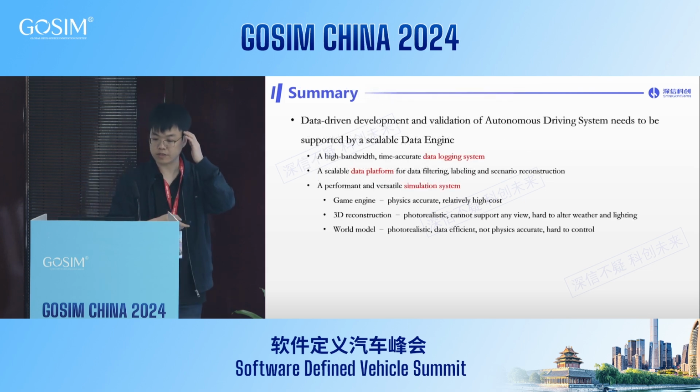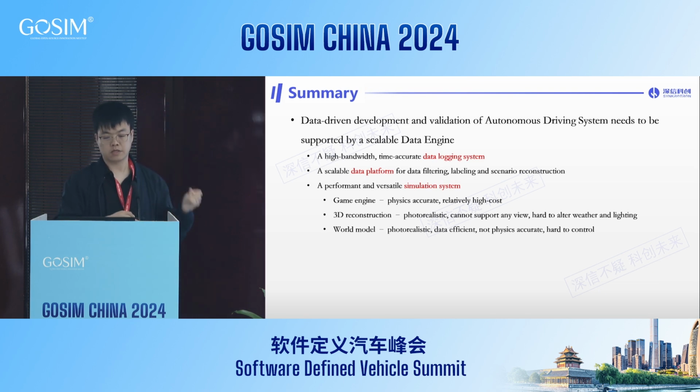So last, a bit of summary. In order to develop autonomous driving systems in a data-driven way, we need to have a scalable data engine. The data engine needs to be combined with a high definition, high bandwidth, time-accurate data logging system to collect all the operational data or testing data from the testing fleet. Also, you need a scalable data platform on the cloud for all kinds of data filtering, labeling, and scenario reconstruction workloads.